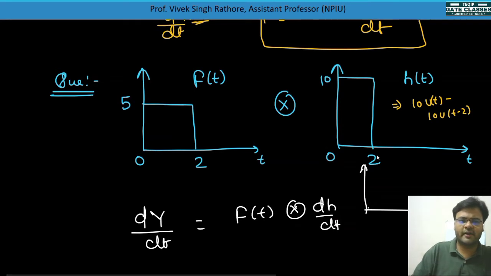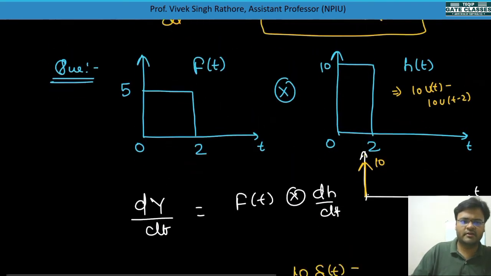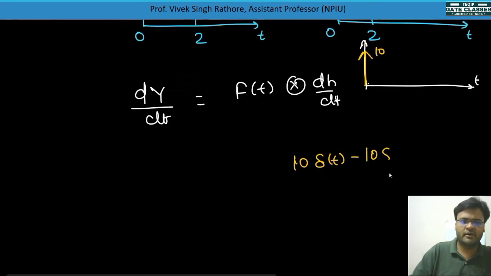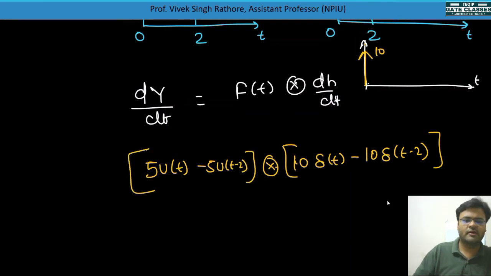So we'll get 10 delta t minus 10 delta t minus 2, that we can write. See, now this is your dh by dt. What we are doing, we are convolving with your ft. ft is nothing but 5 of ut minus 5 of ut minus 2. Okay, this is there. Now you need to convolve.